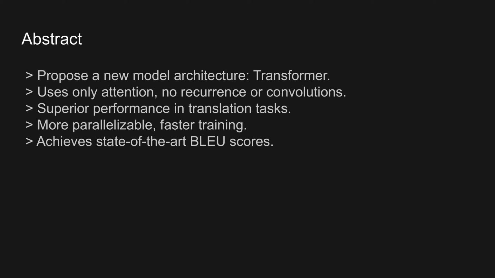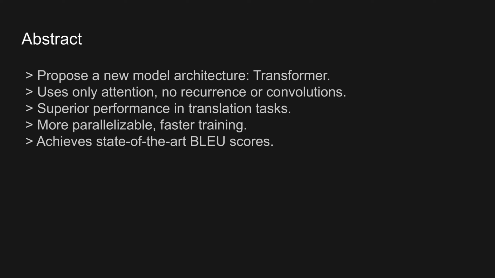Wait, so they got rid of RNNs and CNNs altogether? How does that even work? Exactly. Instead of using the RNN's sequential processing, the transformer uses attention to connect every input and output position at the same time. This makes the training process much more efficient. The model also uses positional encodings to keep track of the sequence order, even though it doesn't rely on recurrence.